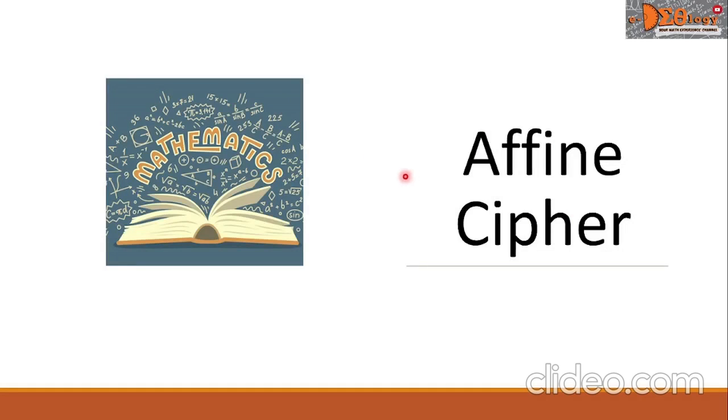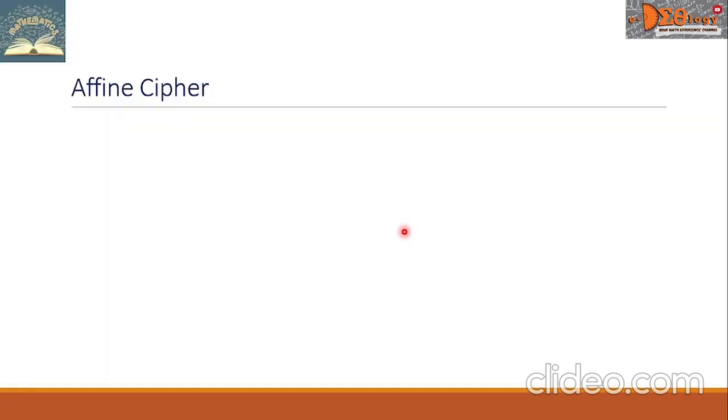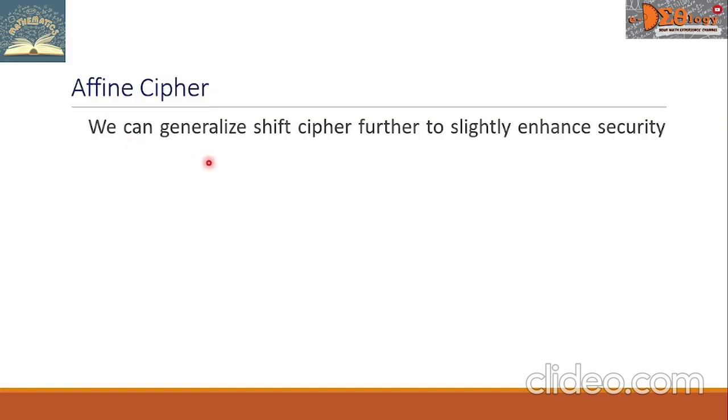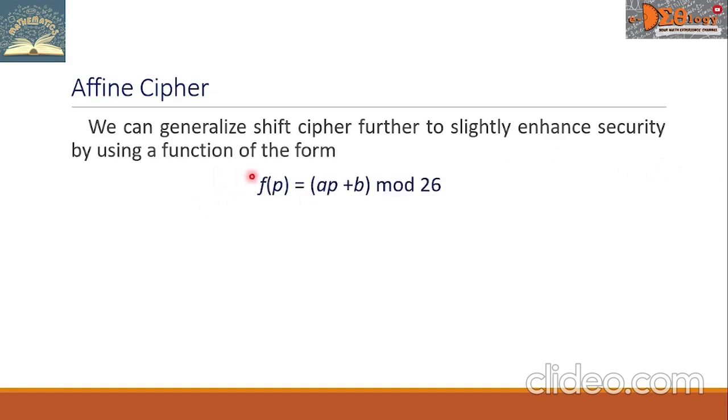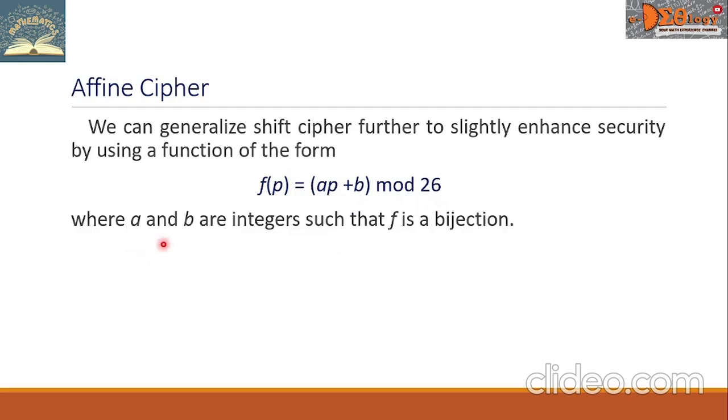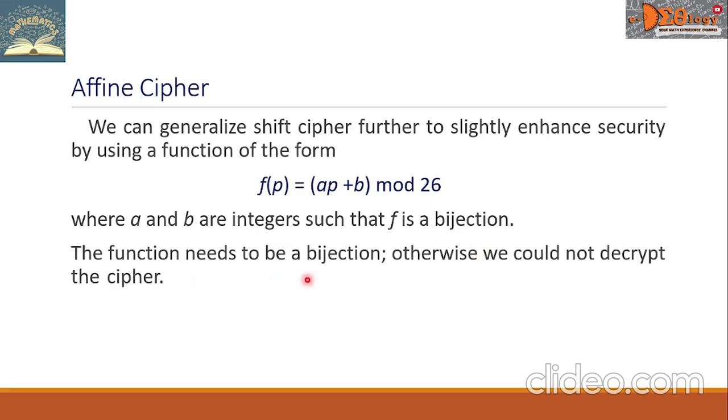Today we're going to study the affine cipher. We can generalize the shift cipher further to slightly enhance security by using a function of the form f(p) = (ap + b) mod 26, where a and b are integers such that f is a bijection. The function needs to be a bijection, otherwise we could not decrypt the cipher.